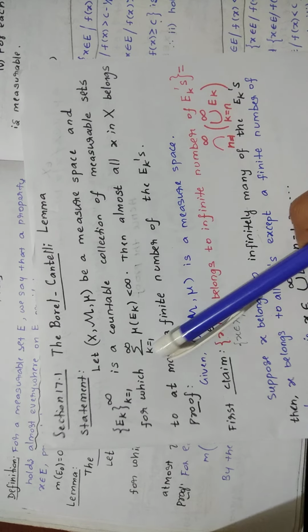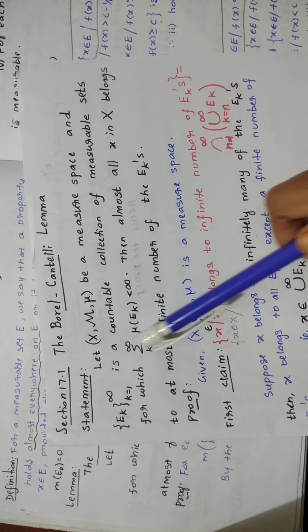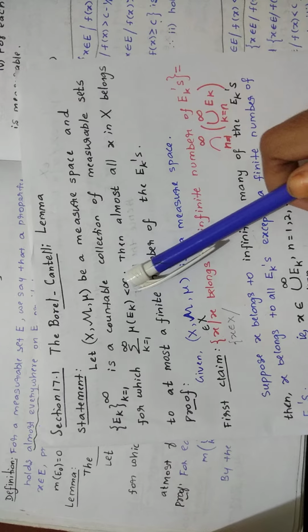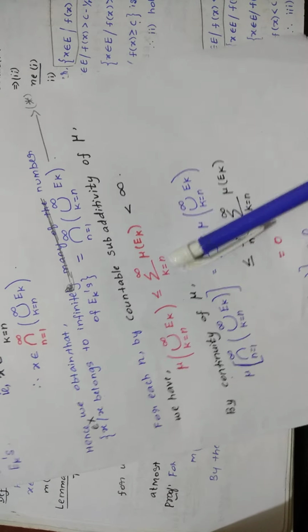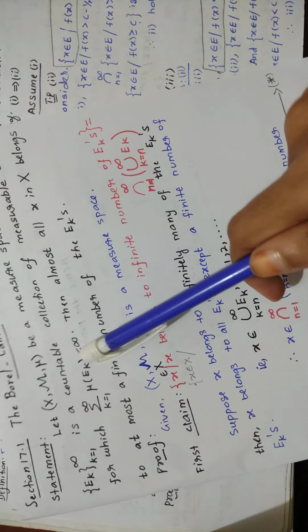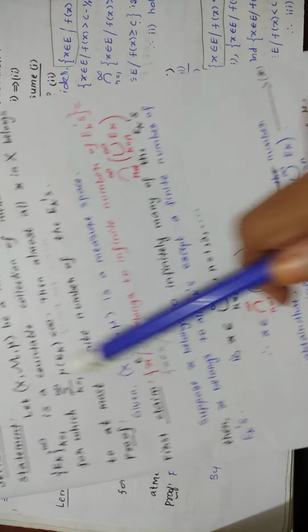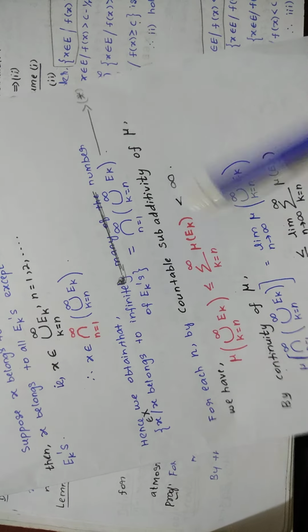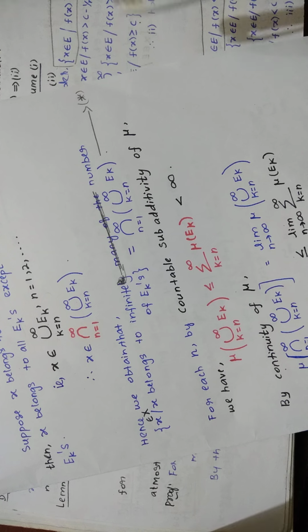But here you have to note something. Here you have k equal to 1 to infinity, and this value is less than infinity. Here you have k equal to n to infinity. Here a question may be raised: can we put that? Here this value is less than infinity. Can we apply this here? You may raise a question.